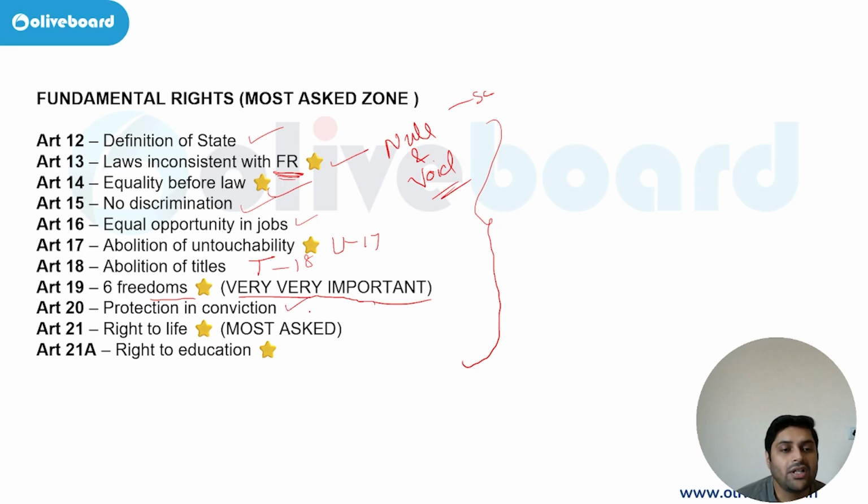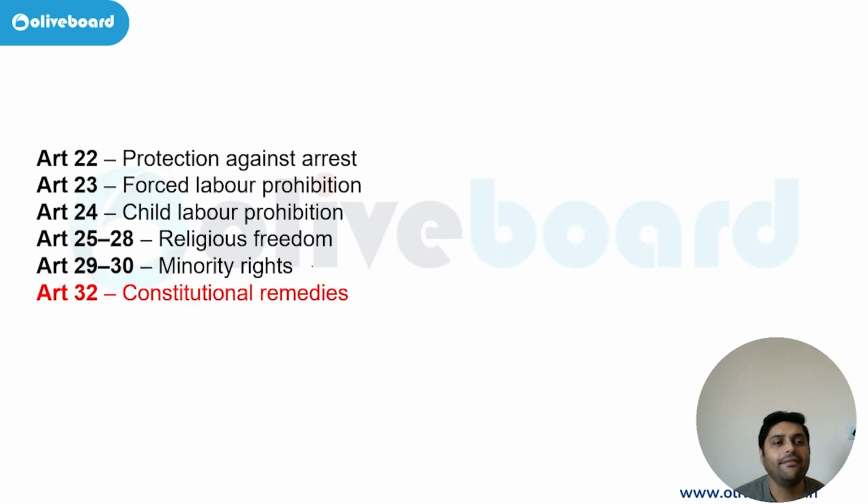20, protection in conviction. 21, right to life. Super important. 21A, right to education. Okay. Please remember, right to education is Article 21A. Then we have 22, protection against arrest.